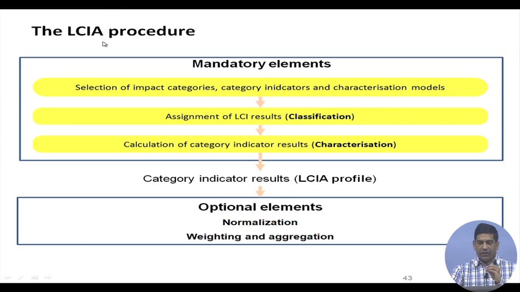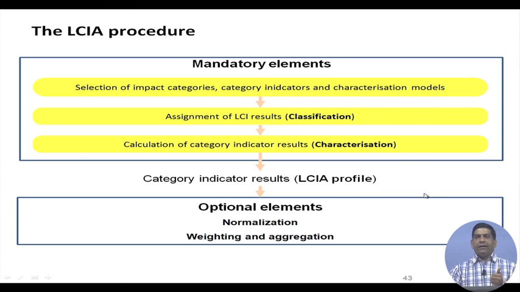So to summarize again, we put what we just explained in the previous slide in terms of text, in boxes. In terms of the LCIA procedure, the life cycle impact assessment procedure, there are certain mandatory elements which you need to have. You have to select the impact categories, category indicators and characterization model.